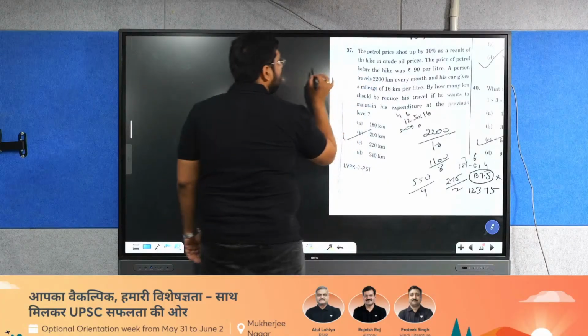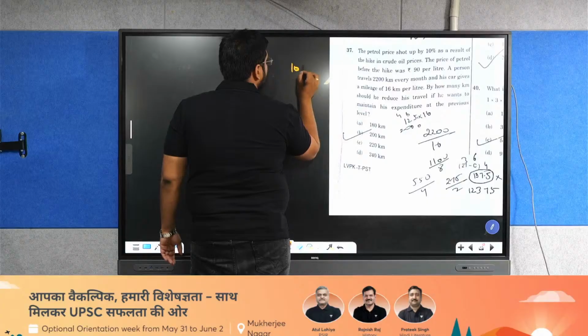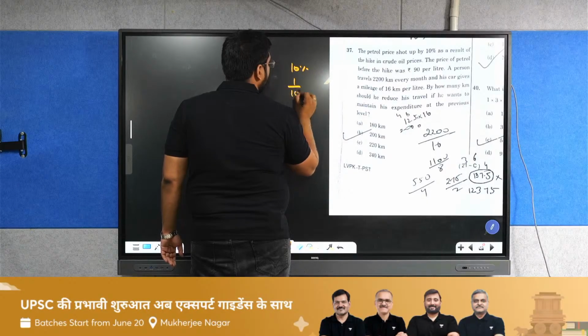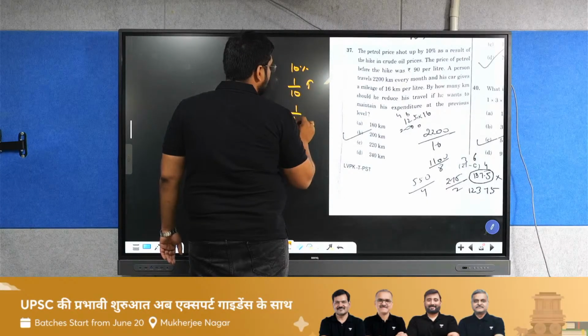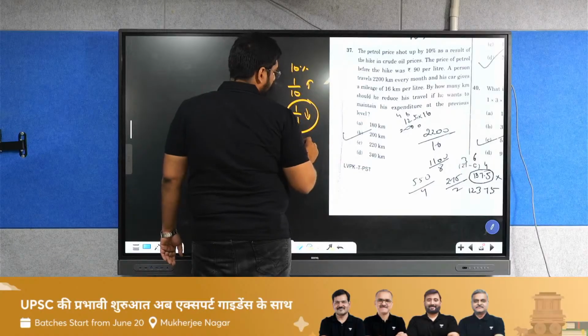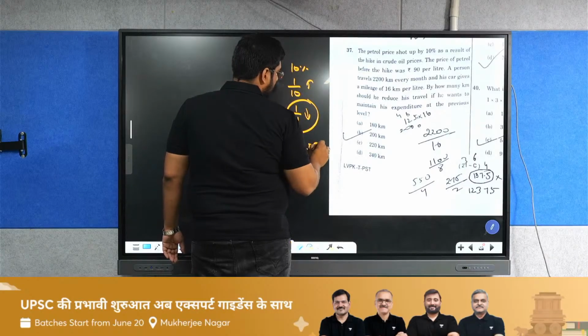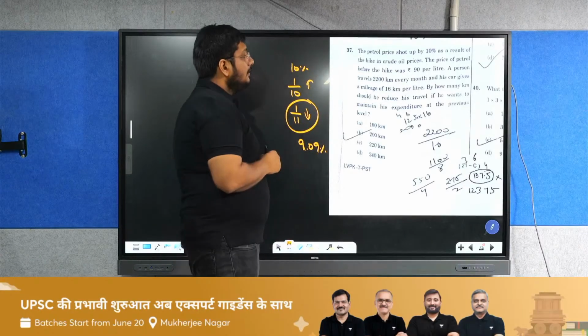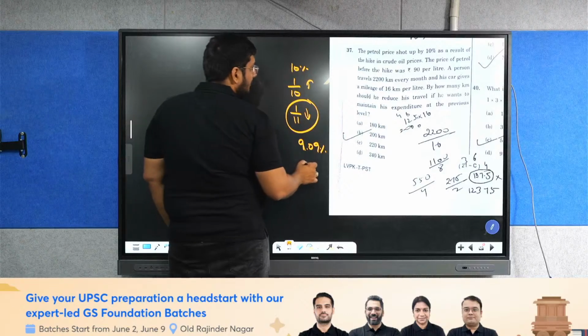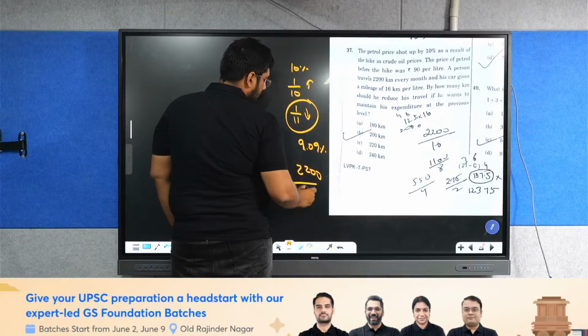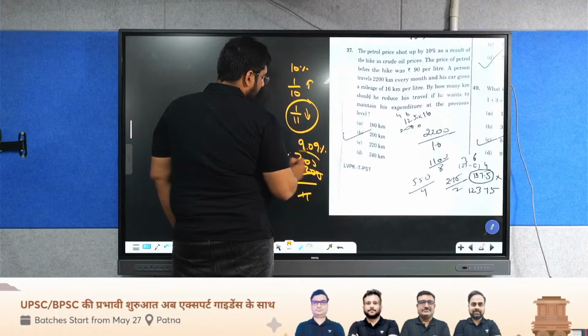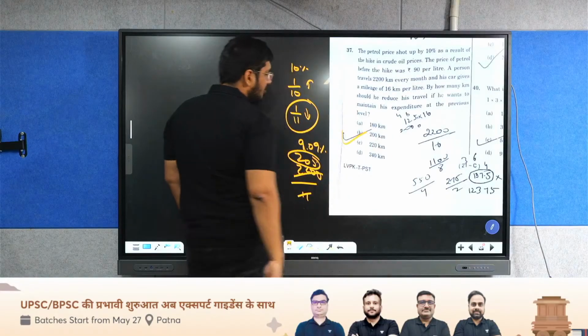If we are increasing anything by 10%, that means 1 by 10 we are increasing. So we will subtract it by 1 by 11. 1 by 11 is 9.09%. So 1 by 11 of 2200, that is 2200 upon 11, 200. We have to reduce it by 200. Option B.